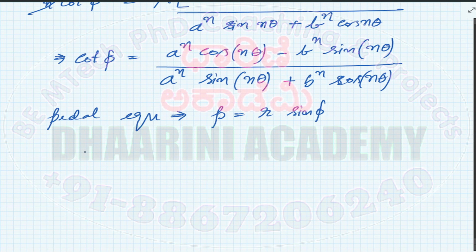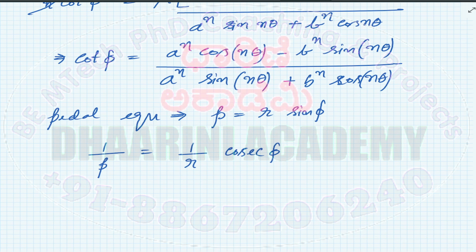So what I do, I try to write its different format, that is I'll write 1 by p. What is 1 by p? 1 by p will be 1 by r into 1 by sine phi, in the sense 1 by sine is nothing but, if you remember, cosecant phi. Shortly you will understand why I'm writing in terms of cosecant, not in cos or tan or any other function. This is a very peculiar case.